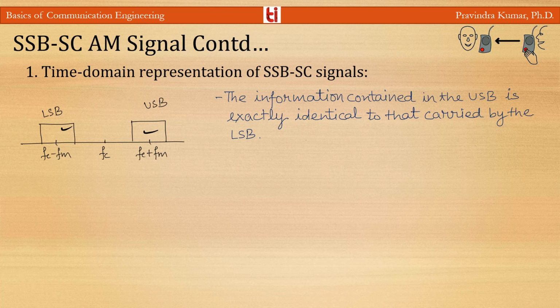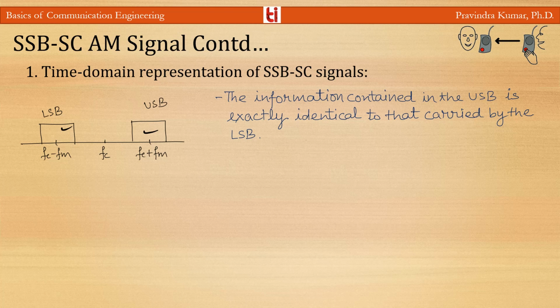But the most important thing is that the information contained in the upper sideband is exactly identical to that carried by the lower sideband. So by transmitting both the sidebands, we are transmitting the same information twice. So there is no need to transmit both sidebands. Here we can eliminate one sideband.